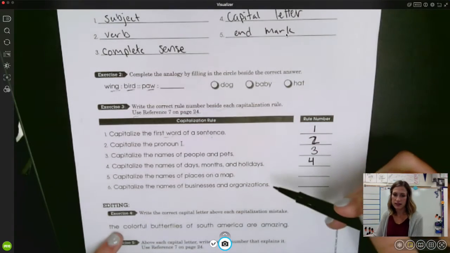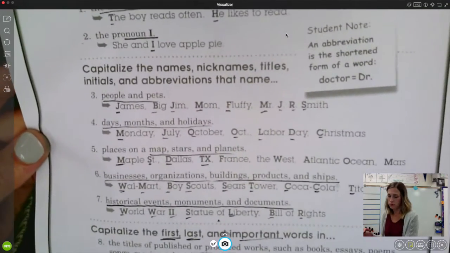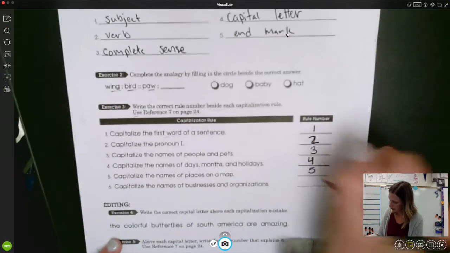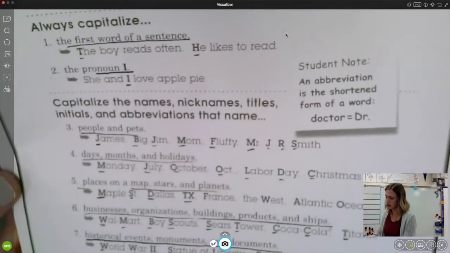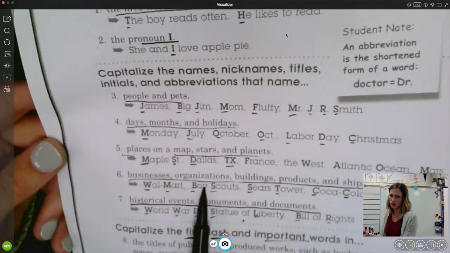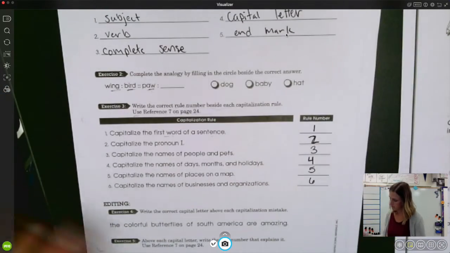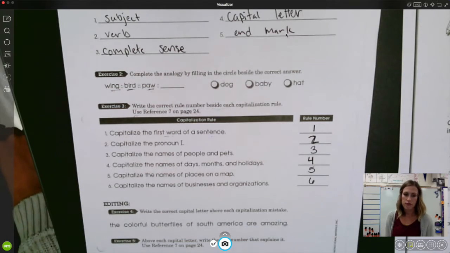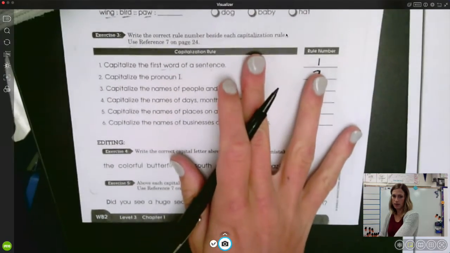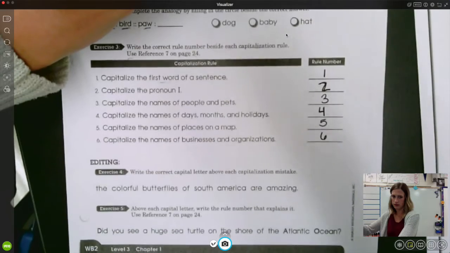Number 5, capitalize the names of places on a map. Places on a map. Oh, that's right here in rule number 5. Names of businesses and organizations. Right here in number 6, businesses, organizations. All right. Now let's look at exercise 4. We got to do some editing. It says, write the correct capital letter above each capitalization mistake. So we've got some mistakes here that we need to fix.